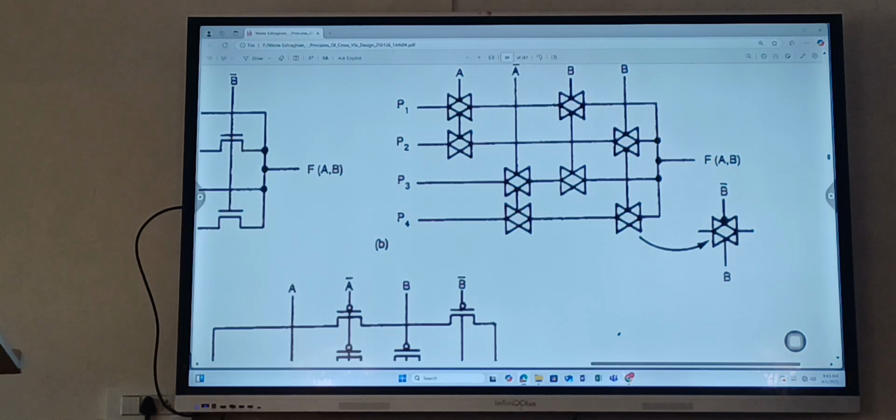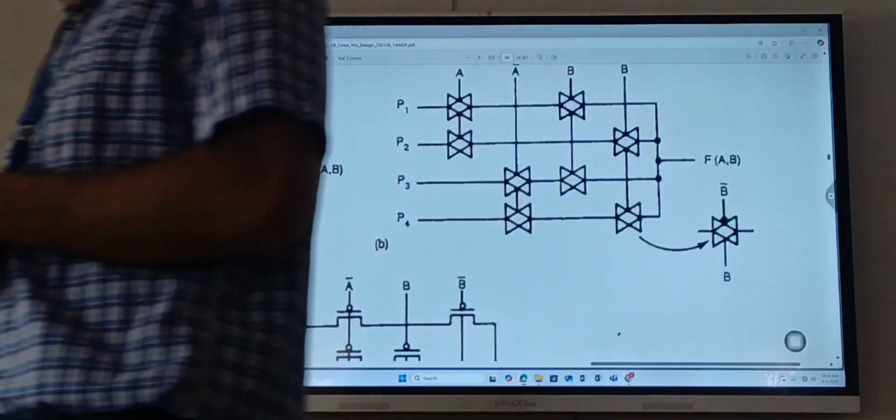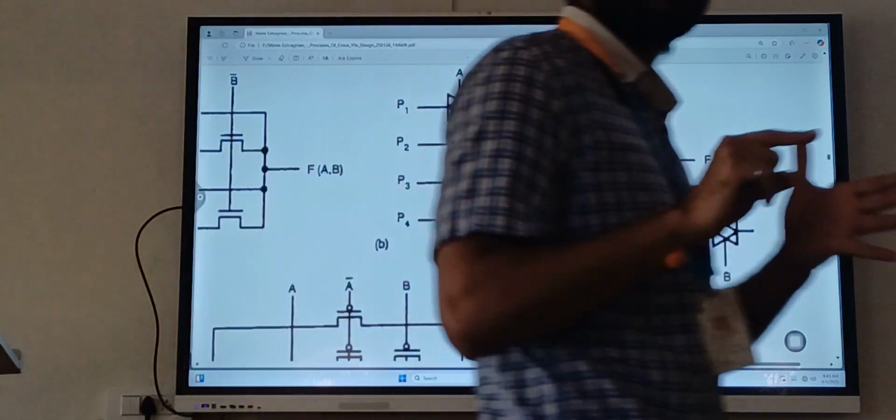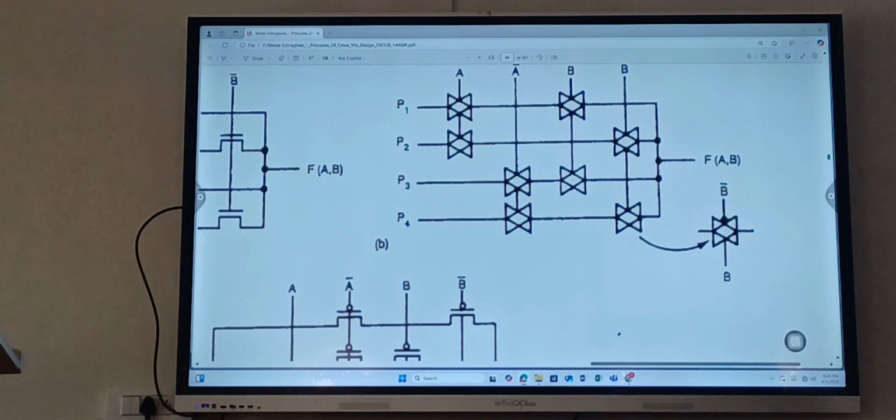What is TG made up of? Two transistors. Both are pass transistors. One will pass 0, one will pass 1. Good passer of logic 0 is NMOS. Good passer of logic 1 is PMOS. So both I am using.